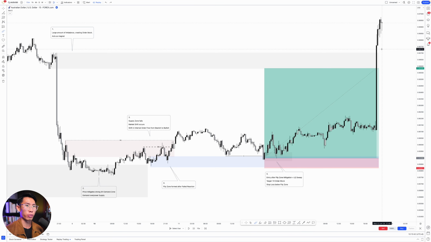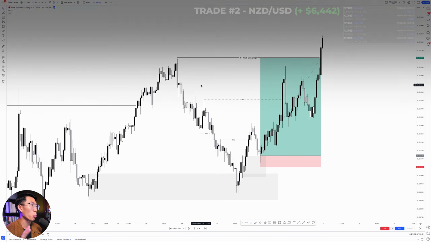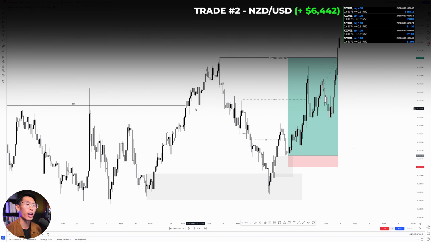But obviously, lots of demand actually came into the market and just completely bypassed that order block, and it is what it is. I'm just gonna take the win because I followed my plan, and this was a successful trade in my playbook. So on trade number 2, I made about 6.4k trading NZD USD.